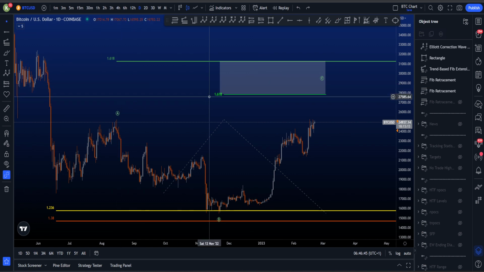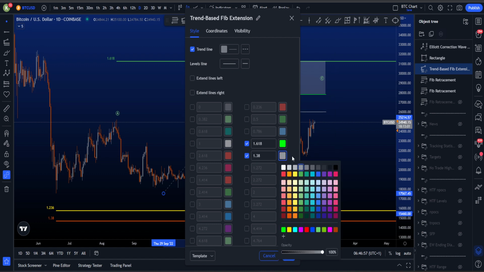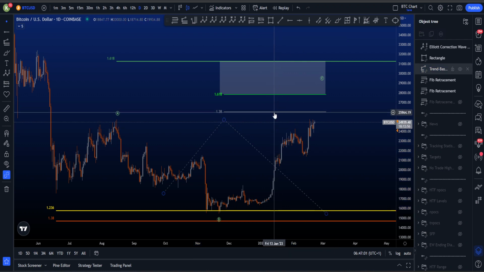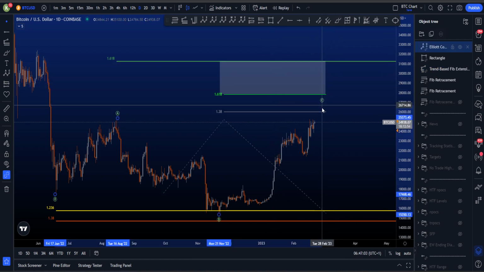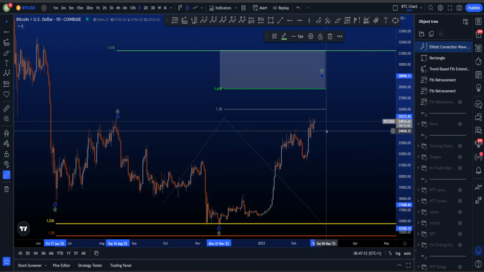However, a rare target for a wave C is not the 1.618, it is the 1.38. So let me actually put that on gray. So the gray color you see now is a rare target for a wave C. So it's also possible wave C can end here. Usually though, the 1.38 is the minimum target that a wave C will reach. And as you can see, we're not there yet.